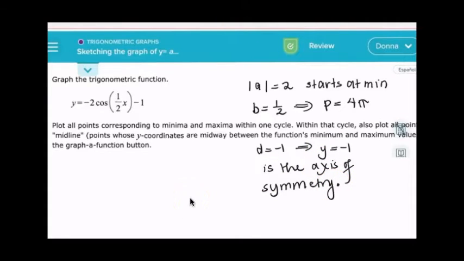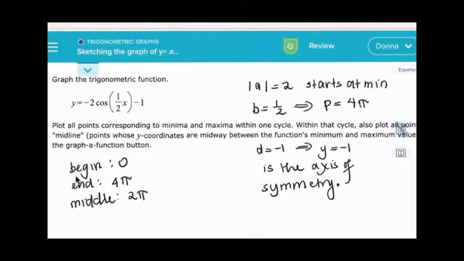Now that we have that piece of information, let's go ahead and find our x values for our key points. But just know that instead of those x values falling on the x-axis, now those values are going to fall on the line y equal to -1. So let's find the beginning, middle, and end. Since there is no phase shift, that part's a lot easier. We know that the beginning is going to be 0. We know that the end is going to be 4 pi. The middle is going to be half of 4 pi, which is 2 pi.